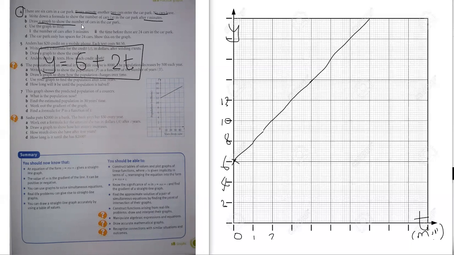Draw a graph to show the number of cars in the car park. This is the answer. The whole thing here is the answer. So you can mention this. Maybe you can say number of cars. You just write it out.